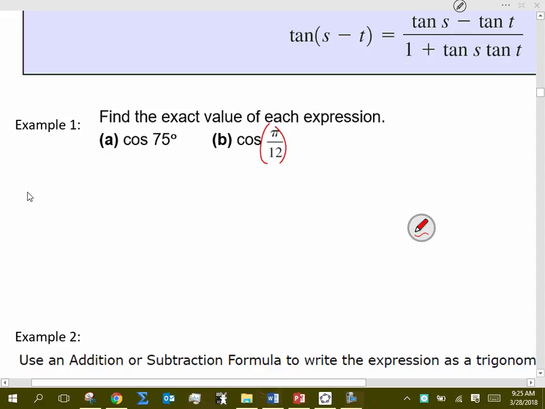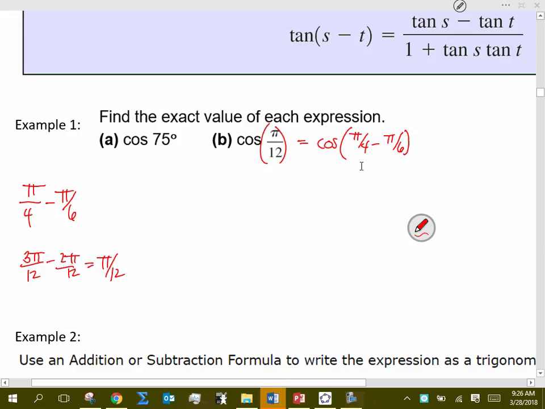If I leave it in radians, I have to know that pi over 4 minus pi over 6 is equal to pi over 12. Because this ends up being 3 pi over 12, and this is 2 pi over 12, and that gives me pi over 12, right? So I have to know that cosine of pi over 12 is actually pi over 4 minus pi over 6. That's kind of a pain in the butt, okay? I would much rather, and I think you would too, do this.